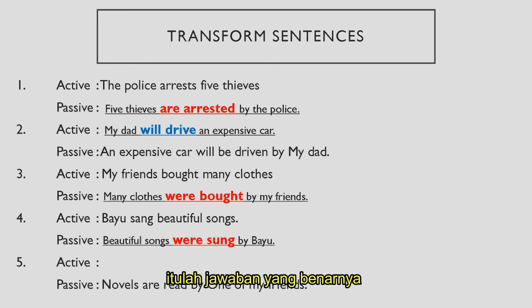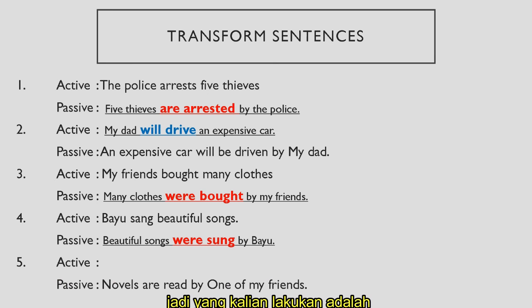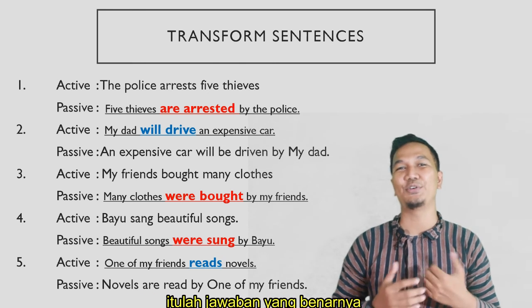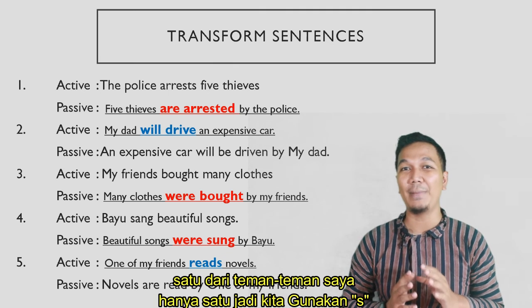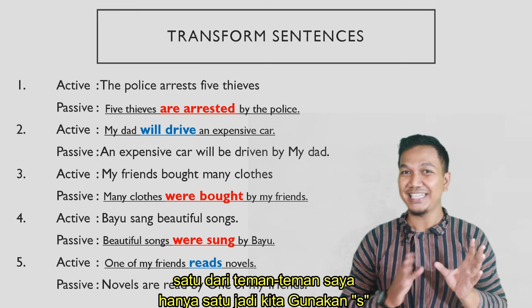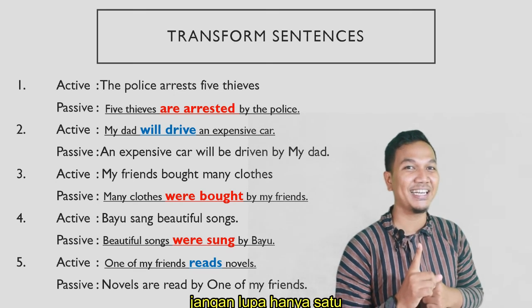That's the correct answer. The last number, the passive form, novels are read by one of my friends. So what you guys have to do is write the active form. The correct answer is one of my friends reads novels. That's the correct answer. One of my friends, just one. So we have used reads with S. One of my friends. Don't forget, only one.